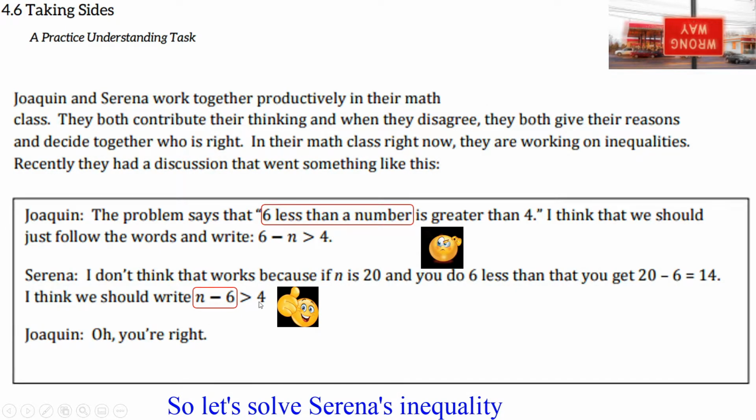So let's take this inequality, n minus 6 is greater than 4. This is a one-step inequality right here. We have to undo this subtraction of 6. And what's the inverse of subtracting? Let's add 6 to both sides. So n minus 6 plus 6 gives me an n on the left, so n is greater than 4 plus 6. You can combine those, and that's 10. n is greater than 10. Nice job, Serena.